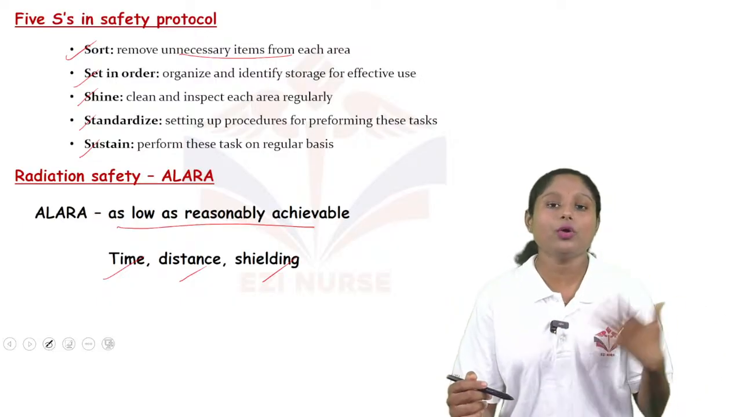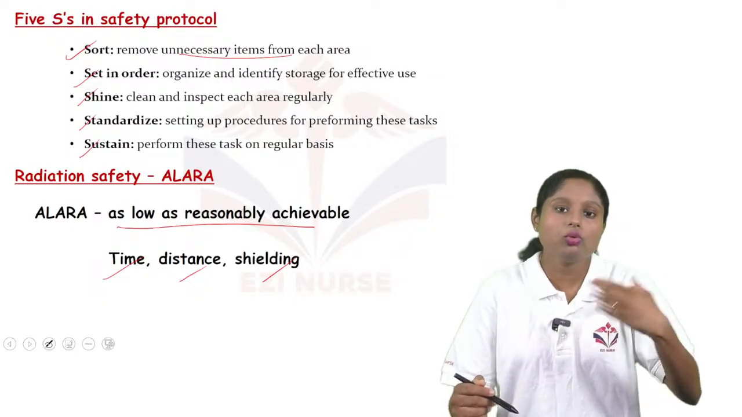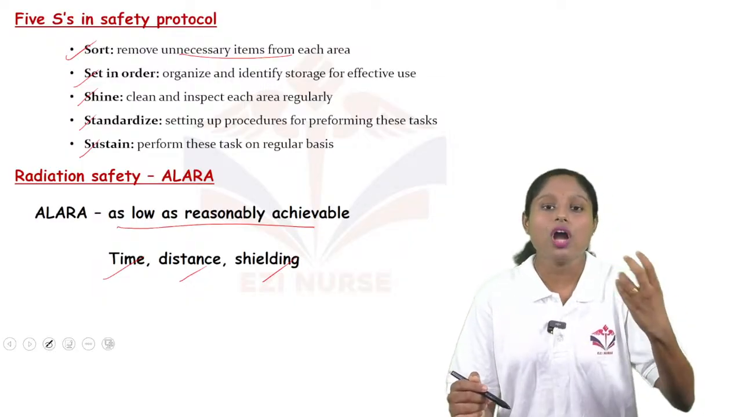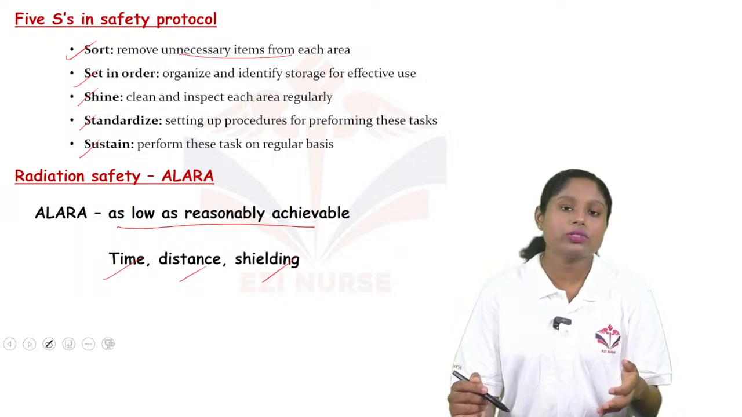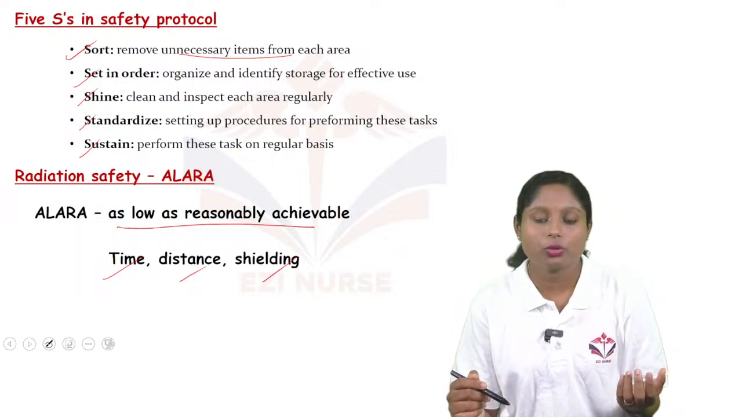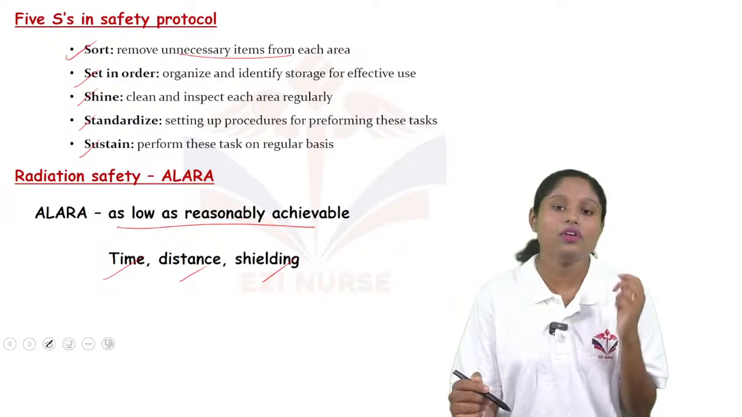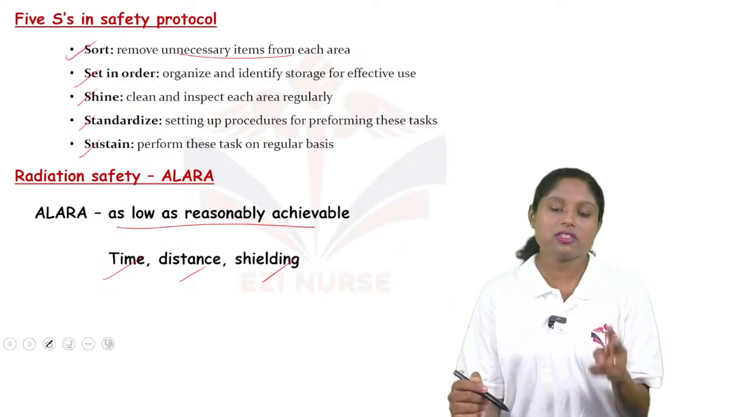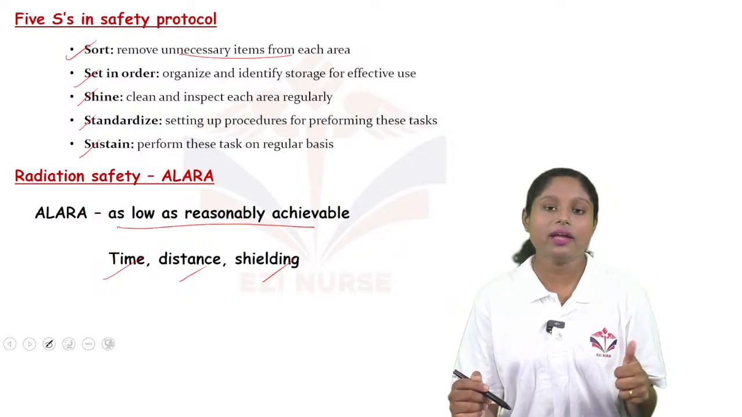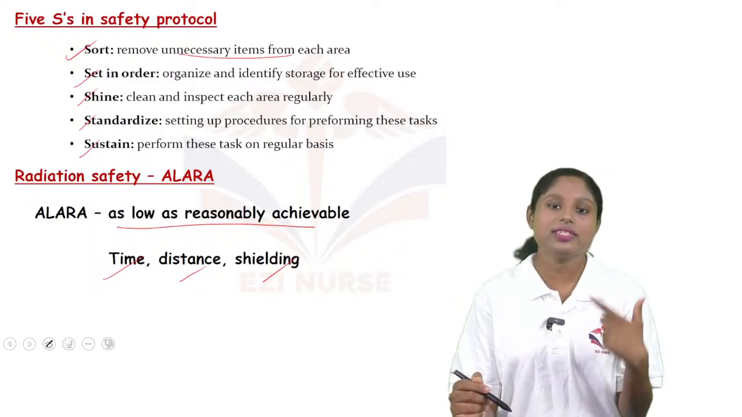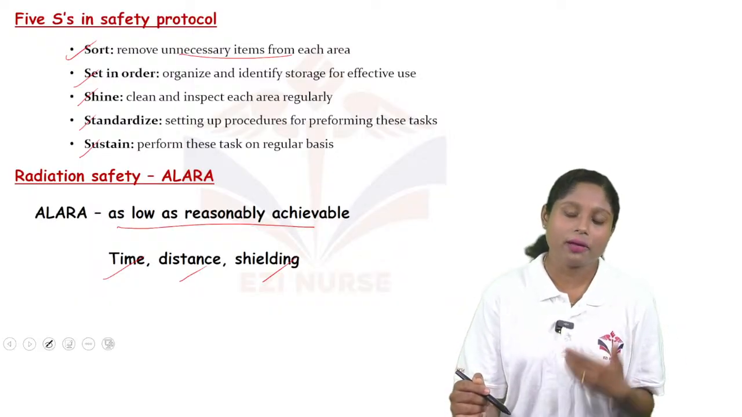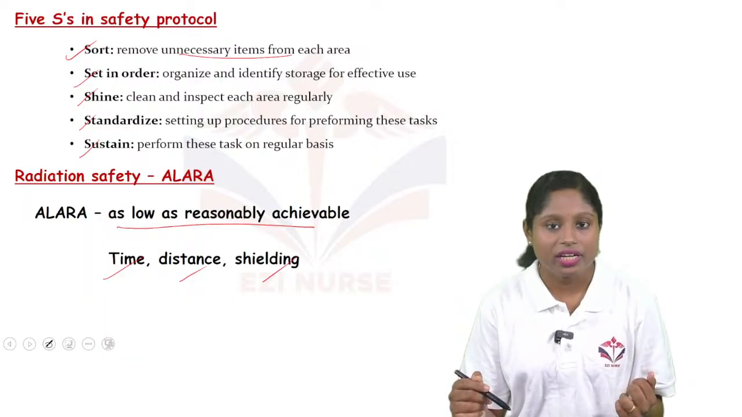Shielding: cover your body, protect yourself. If you need to go there and can't avoid the radiation, then you need to use shielding. Protective covering should be used. So these are the principles of radiation safety: time, distance and shielding. Minimize the time, maintain the distance and also use the shielding, protective covering or protective devices.